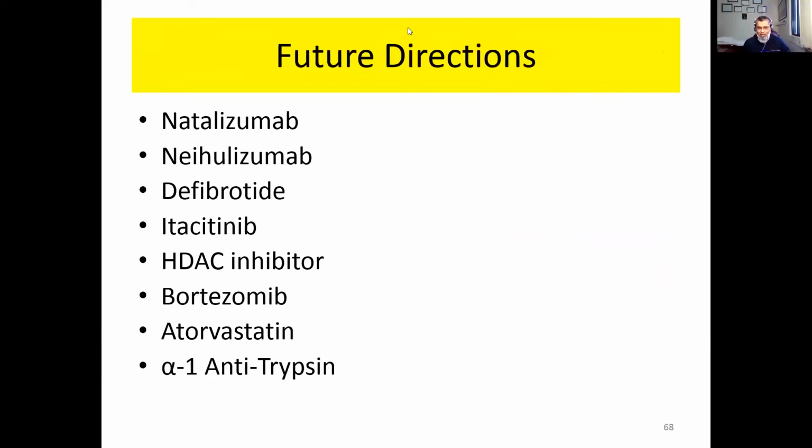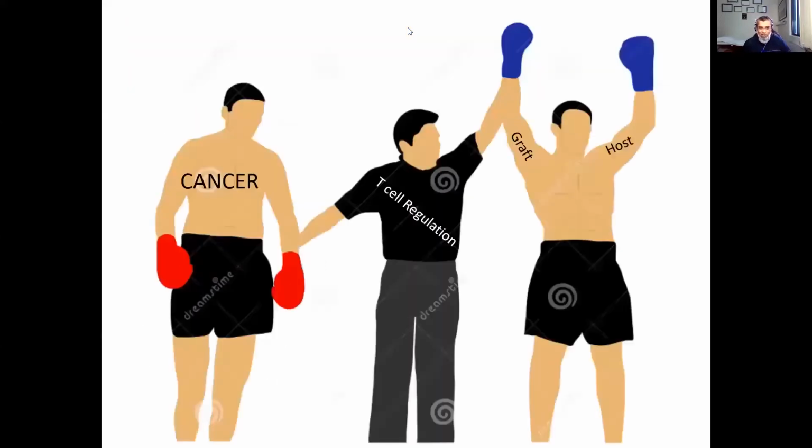There's a lot of things: natalizumab, the multiple sclerosis drug, nihilizumab, defibrotide, an anticoagulant, itacitinib, we talked about the JAK inhibitor, the HDAC inhibitors, bortezomib, the proteasome inhibitors, atorvastatin, Mehdi Hamdani had some work on this back in the day, and alpha-1 antitrypsin we talked about. But the ultimate goal remains to regulate T cells in a manner where they're still available for policing of the bad cells, the cancer cells, but leave our graft and host untouched and the cancer defeated.